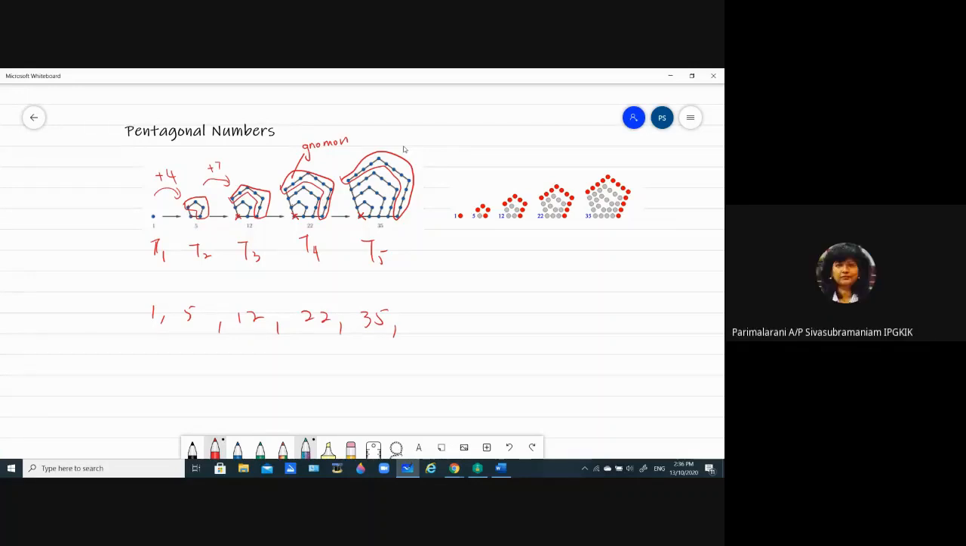Can you try drawing the 6th pentagon on your paper there? Because when you look at it, it's simple, but when you draw, it's much more difficult, okay? So can you just try, briefly, very quickly draw it? 50. You said that T6 is 50. Anybody else got any other answer? Okay. Why do you say it's 50?